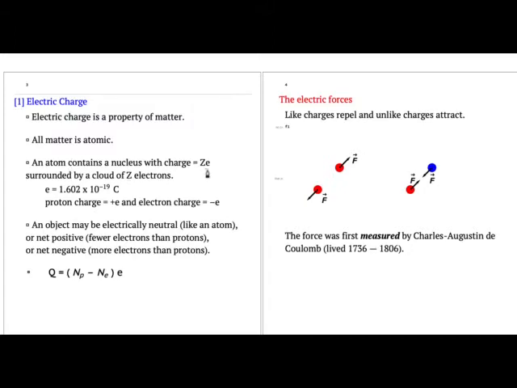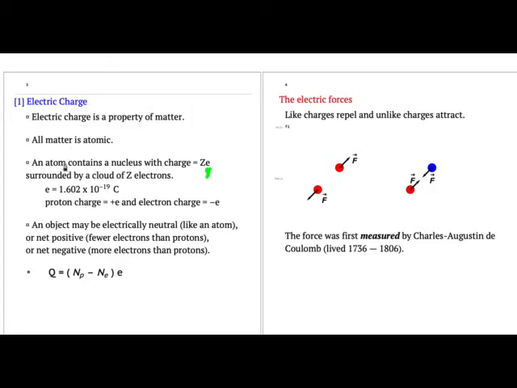Now this constant e is kind of the basic charge of the universe. It has the value 1.602 times 10 to the minus 19 coulombs. Proton charge is plus e. The electron charge is negative e.